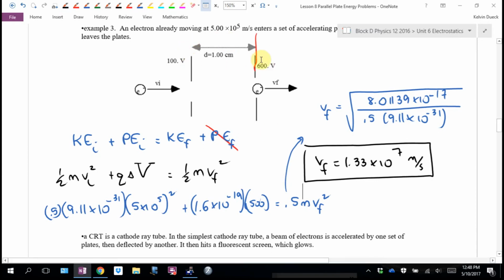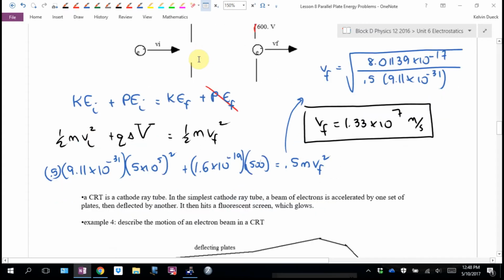Mr. Dewick, why did they give me this distance? I didn't need it, because I could have done this differently. I could also have treated this completely as a force and an acceleration question. But I think this lends itself best to energy. And believe it or not, we've almost invented TV. Well, okay, what TV used to be.